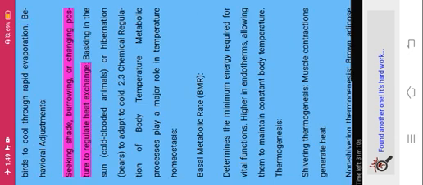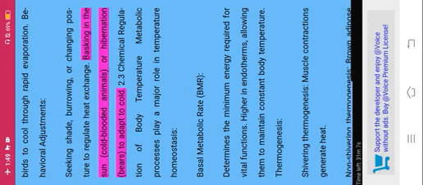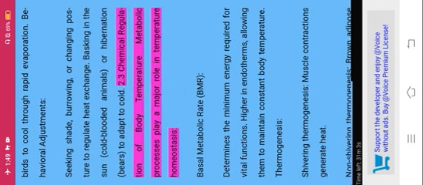Behavioral adjustments. Seeking shade, burrowing, or changing posture to regulate heat exchange. Basking in the sun, cold-blooded animals, or hibernation, bears, to adapt to cold. 2.3 Chemical regulation of body temperature. Metabolic processes play a major role in temperature homeostasis.